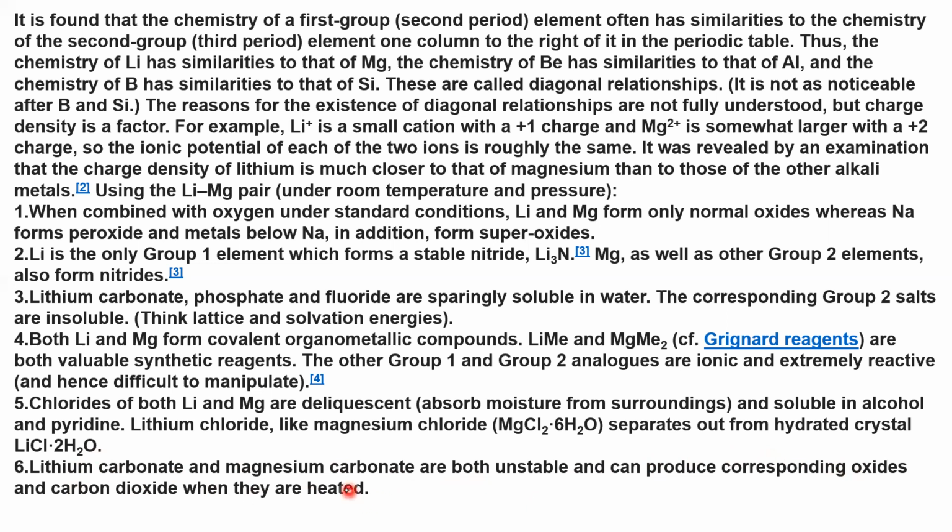Like that you will find the same in the case of beryllium and aluminum, and in the case of carbon and phosphorus, and in the case of boron and silicon. So these are all diagonal relationships. Diagonal relationship means some of the properties of the two elements are mostly similar. That's why it is called diagonal relationship. I hope it is clear now.